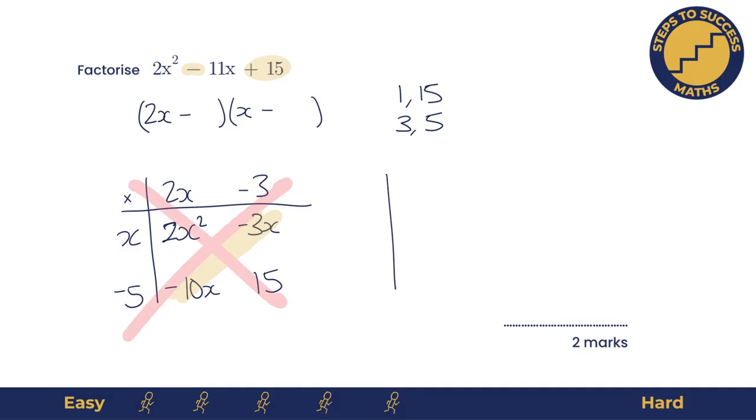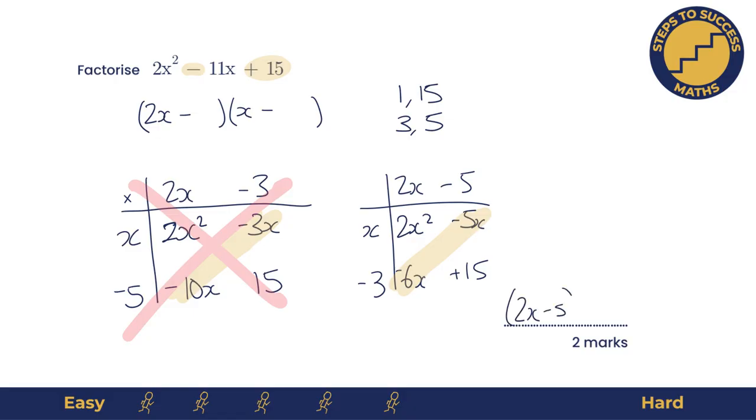So we've got 2x minus 5 and x minus 3. Again, we know we've got 2x squared and plus 15. Now let's try the x terms. So minus 5x and minus 6x. And when we combine those, we get minus 11x. So it's 2x minus 5 and x minus 3.